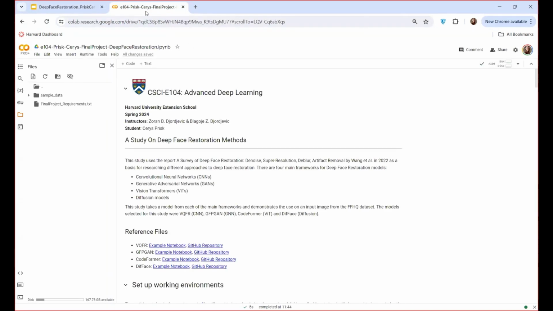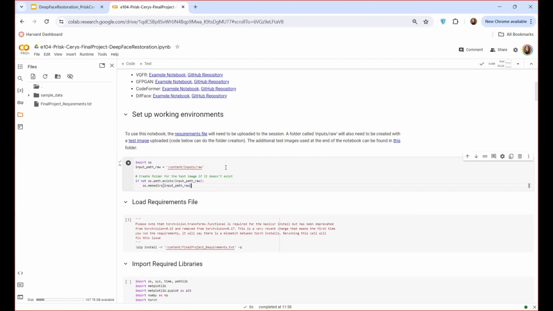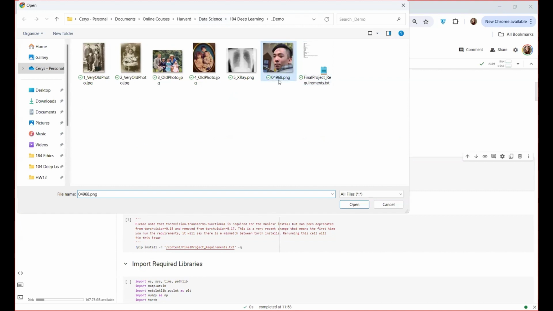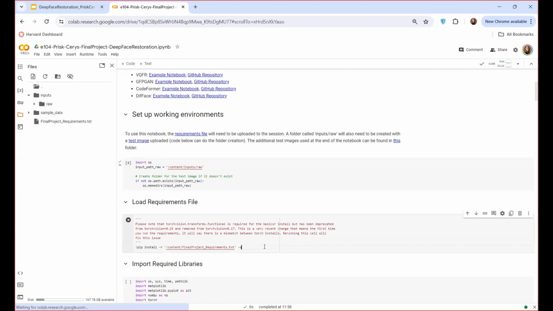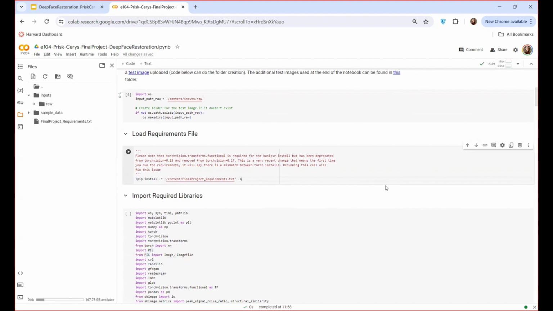To run this notebook, all that needs to be done is for the requirements file to be uploaded. An inputs folder has to be created, which can be done with this cell here, with the test image then uploaded. I've already run the requirements file to save time. Please note this warning message here. There has been a recent change in the code that means you may need to run this cell twice, but it will then work.